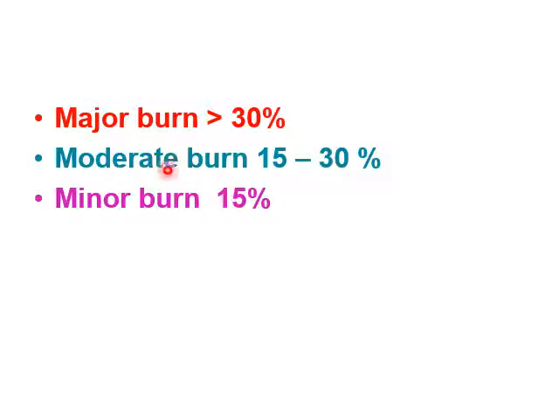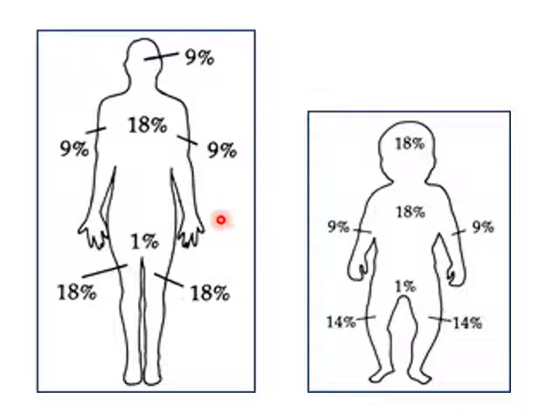So we can classify the burns according to the rule of 9, or according to the extent of burn, into major burn, which is more than 30% of the whole body surface area, moderate burn from 15 to 30%, and minor burns less than 15% extent of the body surface area. And here is a difference between the adult and the child about the rule of 9. You can see here that the head is larger in a child. It takes about 18% rather than 9% in an adult.